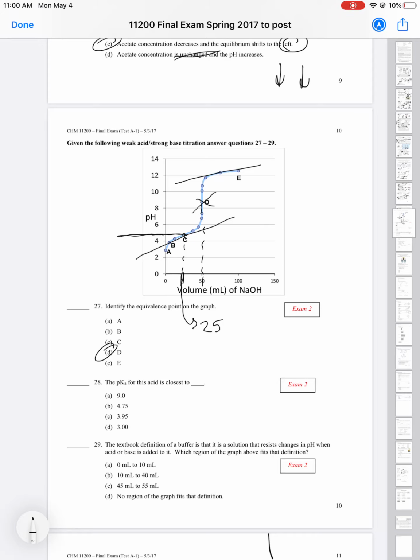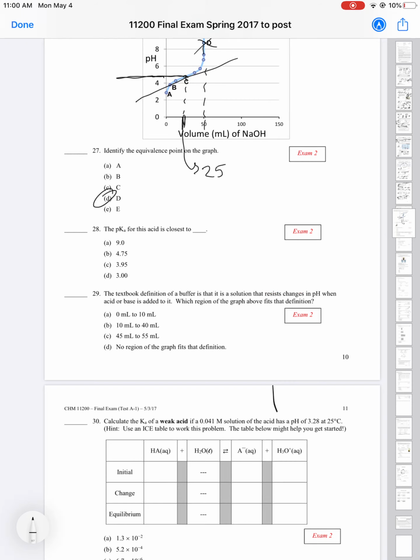I'm sure you can Google it or email me if you really want to know. I can figure it out quickly, just not right now. So at half the volume of the equivalence point, the pH is equal to the pKa. So that's about, what, a little under 5. Let's go with 4.75 maybe.